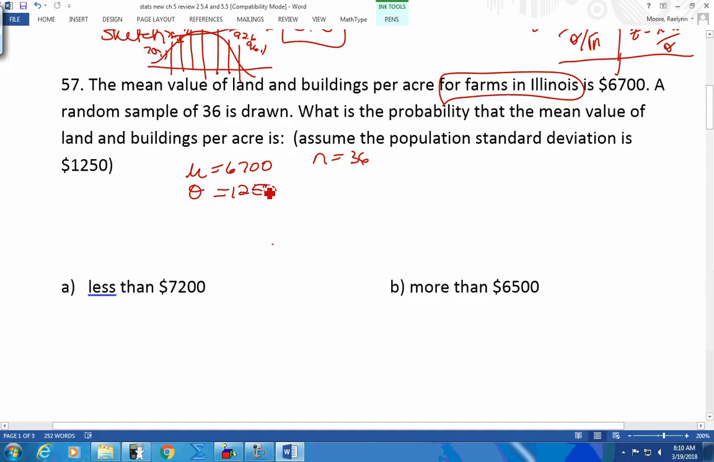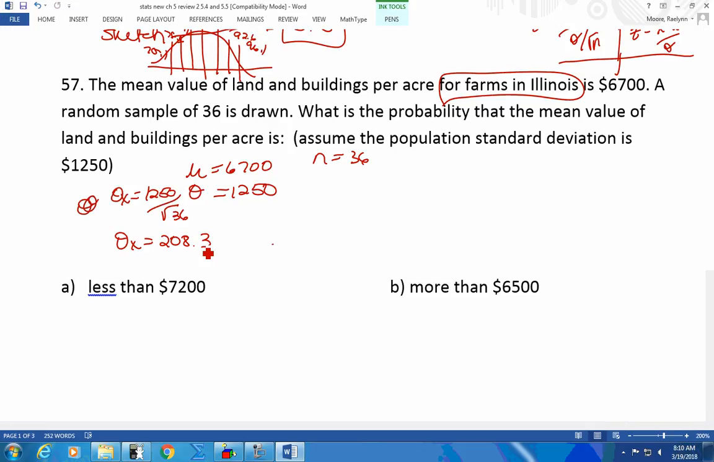So what is the first thing I should do? Change your standard deviation. Good. Change my standard deviation. Okay, divide this by the square root of 36, which is 6. So this should divide, and you should get a standard deviation of 208.3. Now, rule of thumb, go one more decimal than your data.